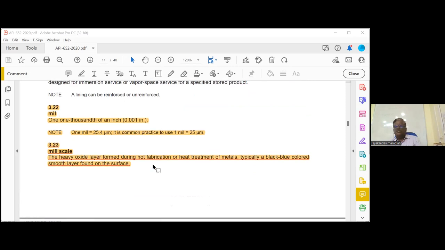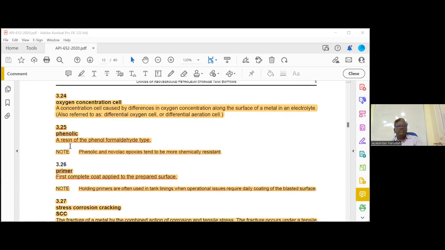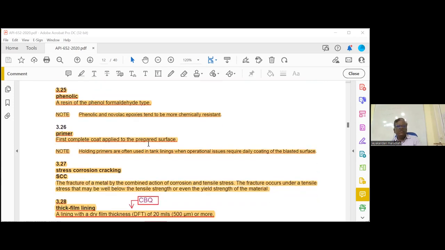Mill scale. What is mill scale? The heavy oxide layer formed during hot fabrication or heat treatment of metals. Typically a black or blue colored smooth layer found on the surface. That is called mill scale. Then phenolic: a resin of phenolic formaldehyde type. Primer: first complete coat applied to the prepared surface. That is called a primer.